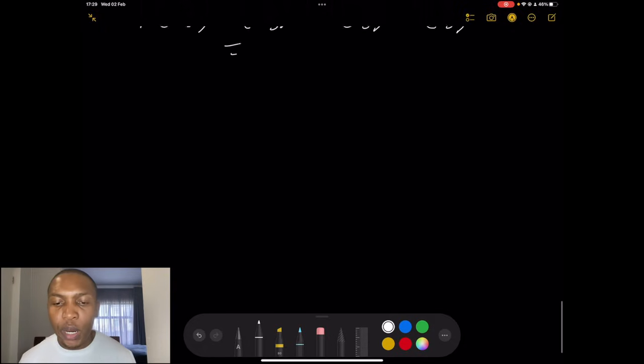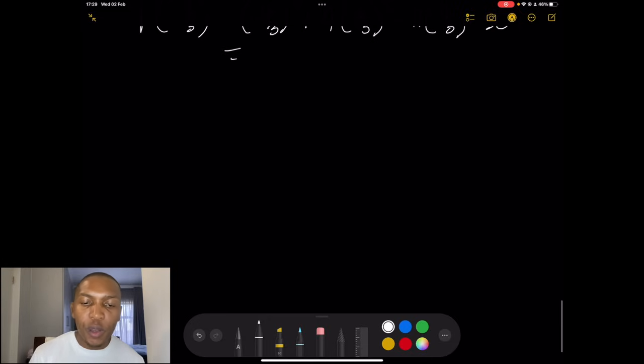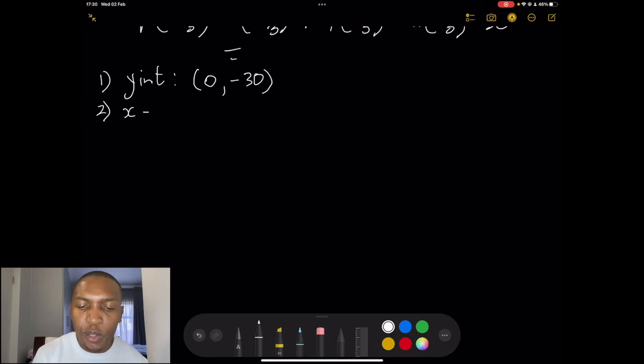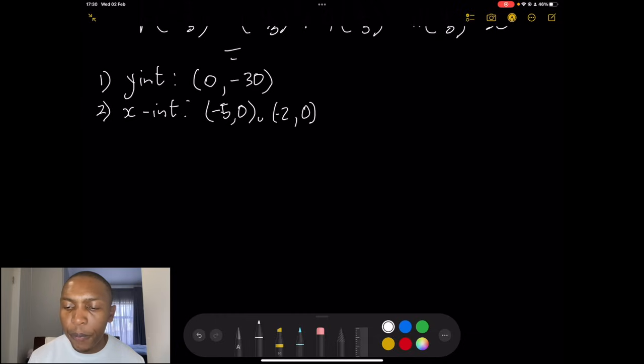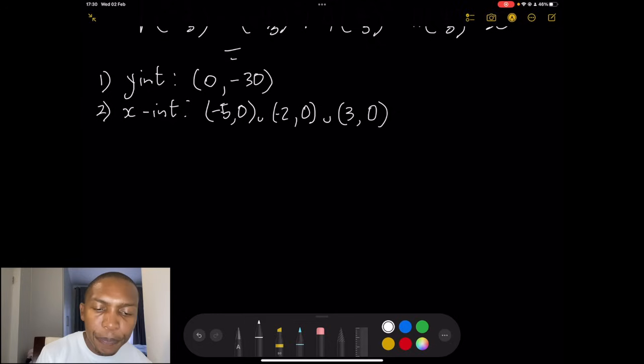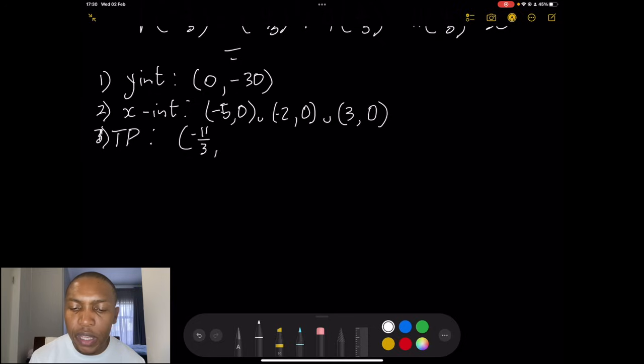Before we go into the drawing, what I want us to do is, so that you can see it clearly, we found the y-intercept. I believe it was at 0 and minus 30. We found the x-intercepts. I just want to have them nice and handy. We had minus 5 and 0, minus 2 and 0, and I believe it was 3 and 0. We'll just go and check. And then we had number 3, the turning point, where we had minus 11 over 3 and I think it was 14.81. And we had another turning point.